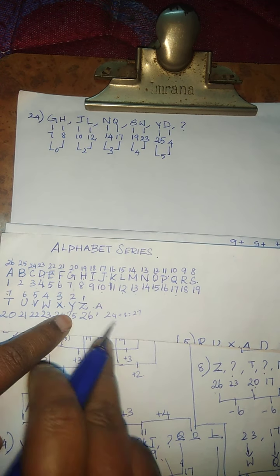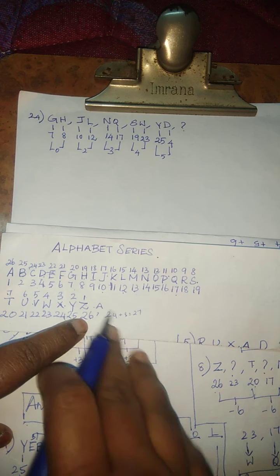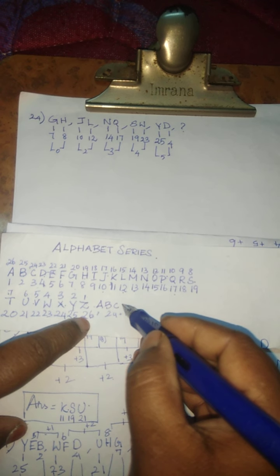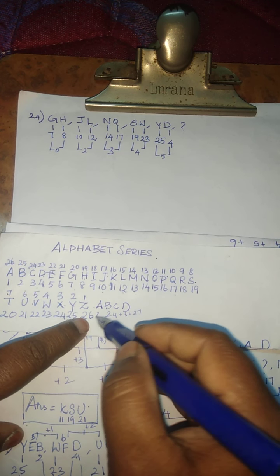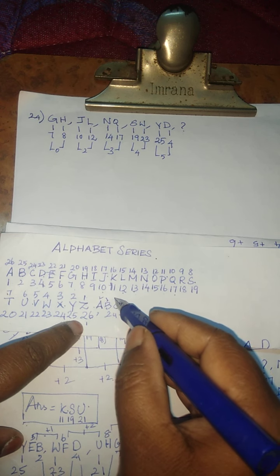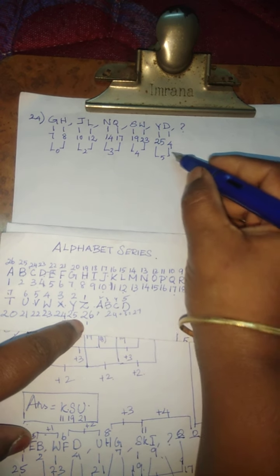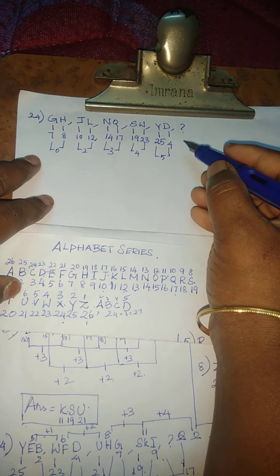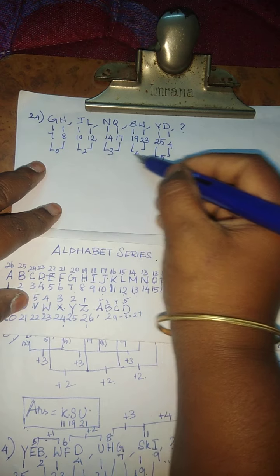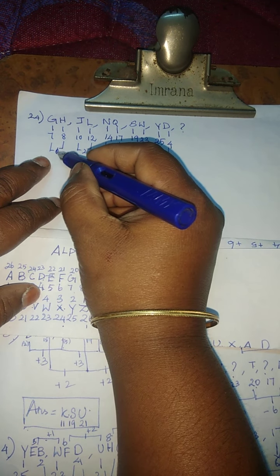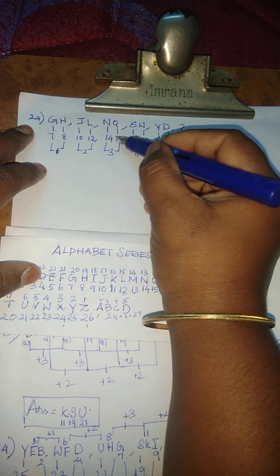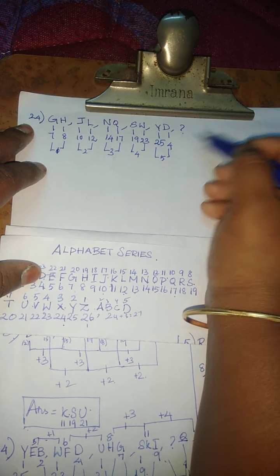How I am saying 5: 25th is Y, then 26 is Z, then after that A will be continued. A, B, C and then D. So here 1, 2, 3, 4 and the 5th one is D. So I said 5 is the difference. Here 0, 2, 3, here 1, 2, 3, 4, 5. 1 is the difference, 2 is the difference, 3, and here 4 and here 5.